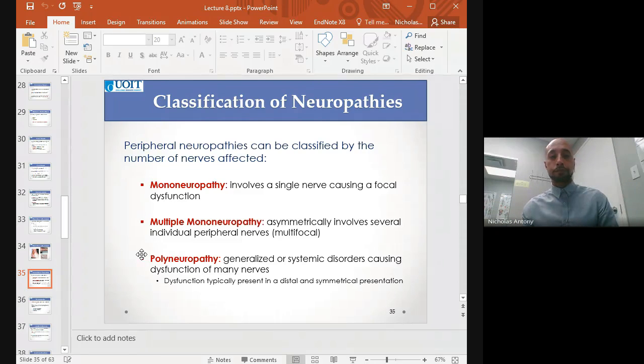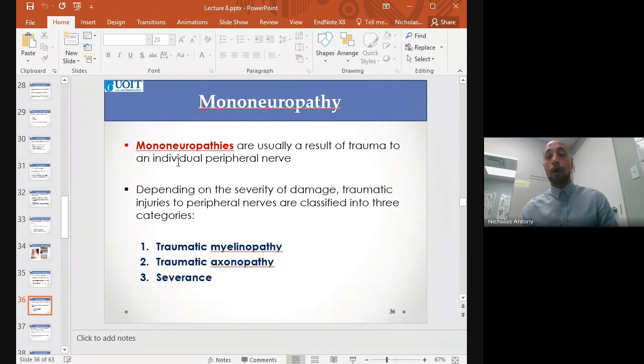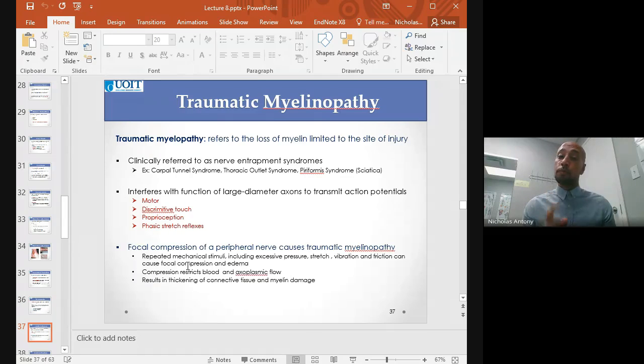Let's go through that. Let's first talk about mononeuropathies. That's when we have an injury to one peripheral nerve. There's 3 classifications or gradings of injury, with 3 different severities: an injury where it affects the myelin, an injury where it starts affecting the axons, and then complete severance, or cutting of the neuron. So 3 different groupings. Remember, this is injury to one peripheral nerve.